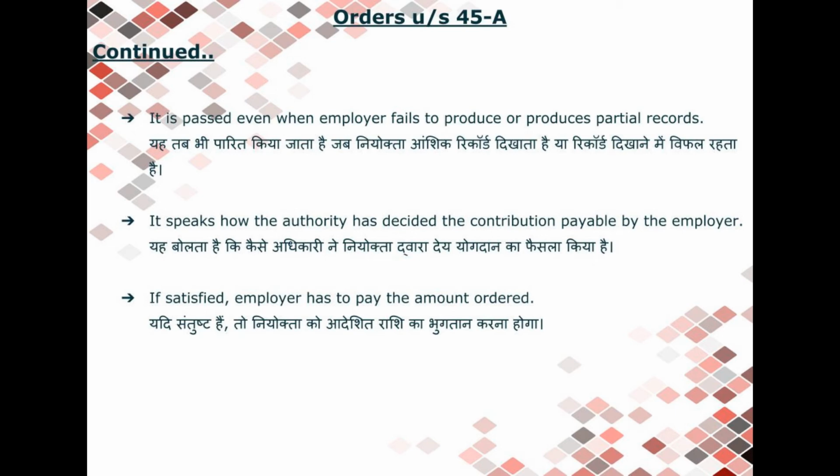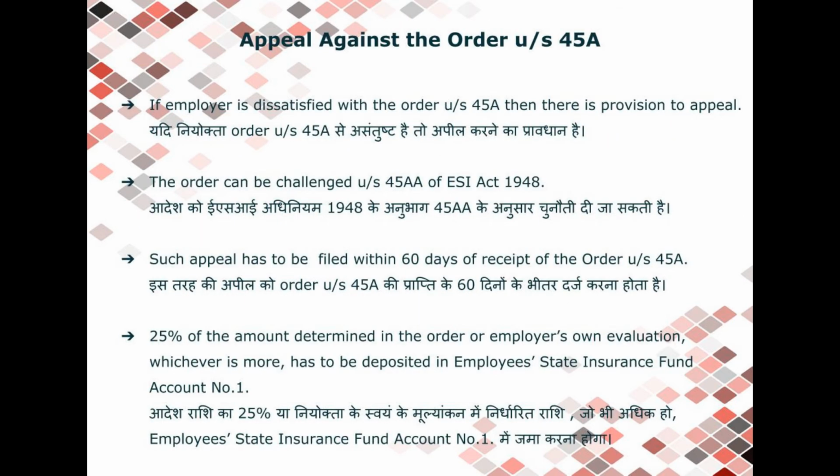Order under section 45A is issued on the basis of records produced or records not produced, based on the outcome of the personal hearing. The amount so determined under section 45A has to be paid, and if you do not agree with the assessment of the assessing authority and the 45A order and contribution determined as per the 45A order, then you can appeal against the order within 60 days of receipt of the order under section 45A.